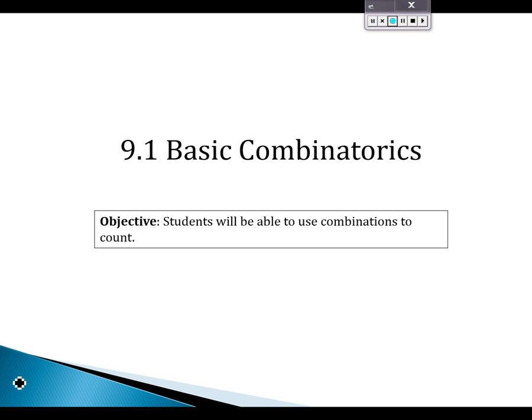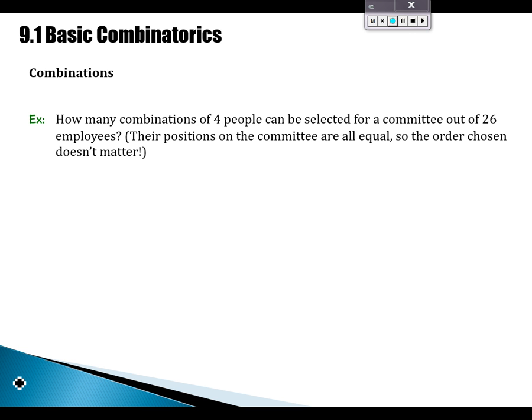So I'm going to give you a note sheet, and the first example is on there. Today we want to count some stuff, and I won't say yet what we'll be looking at. Let's just launch into this problem and see what happens. How many combinations of four people will be selected out of 26 employees? I put a parenthetical comment here just to make this really clear. All we're looking for is four individuals.